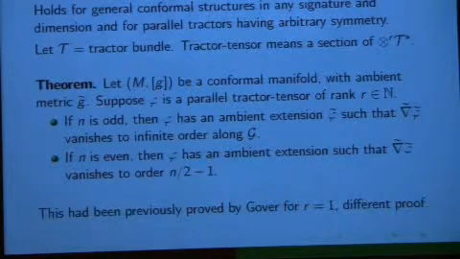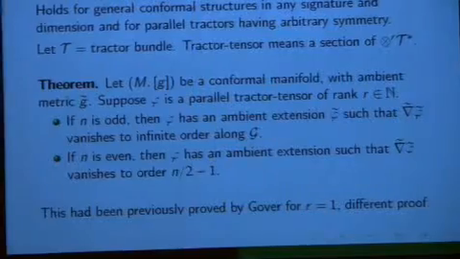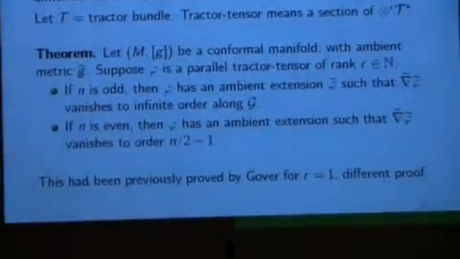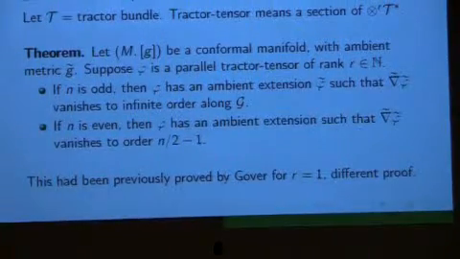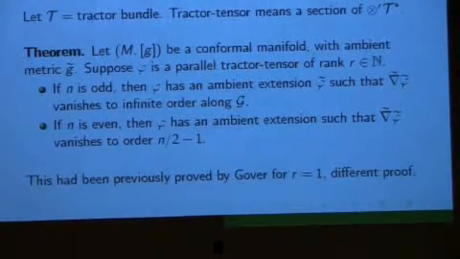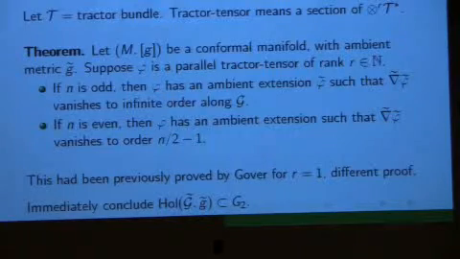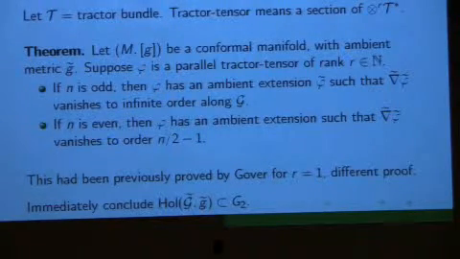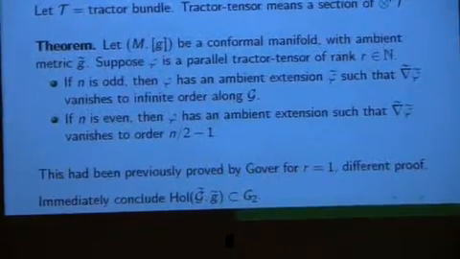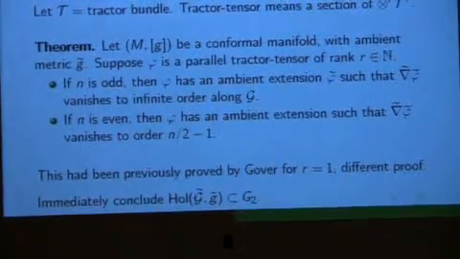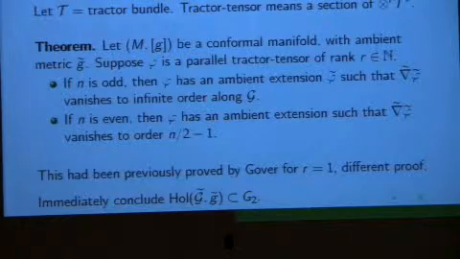This theorem had been proved by Gover in the rank 1 case. He was looking at the so-called almost Einstein structures. It had a different proof; the rank 1 case is a lot simpler. Anyway, once you have this, you immediately conclude the holonomy is contained in G2, because you've got a parallel 3-form, and that puts your holonomy in G2. If you've got a real analytic structure, you get something in the neighborhood.